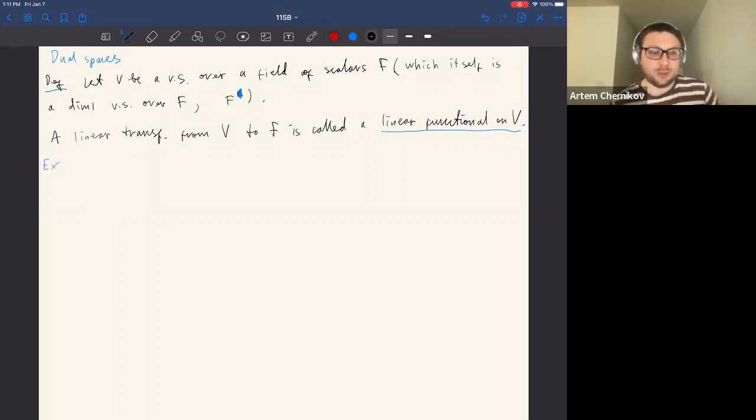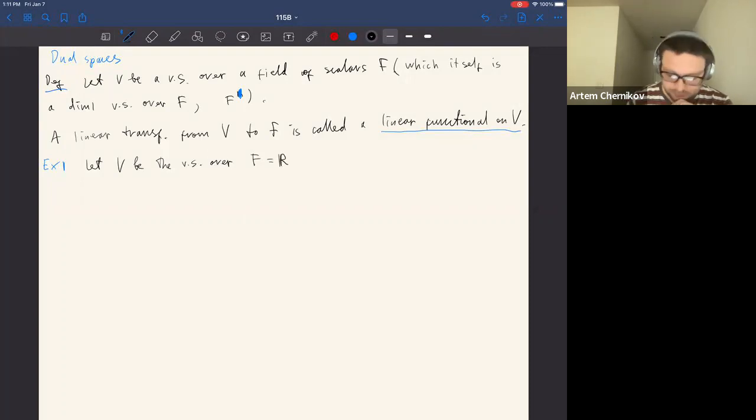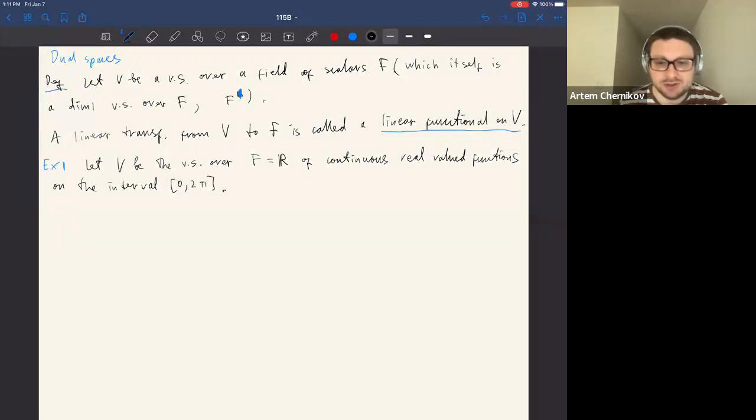Let's consider a couple of examples. So the first one is actually an example from calculus or from analysis. So let V be the vector space over the field of reals, so in this case F is equal to the field of reals, of all continuous real valued functions on the interval 0 to pi. The interval is not so important, it's just an example here, yeah? Maybe you can see something you have seen in other classes.